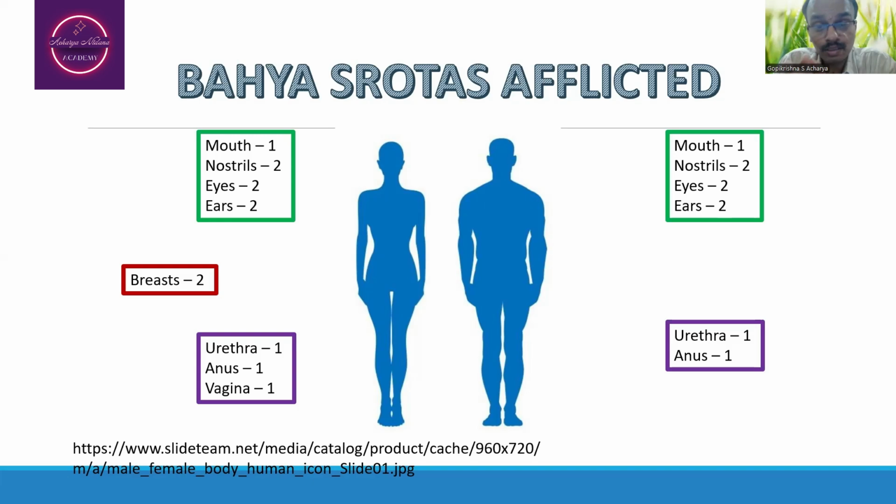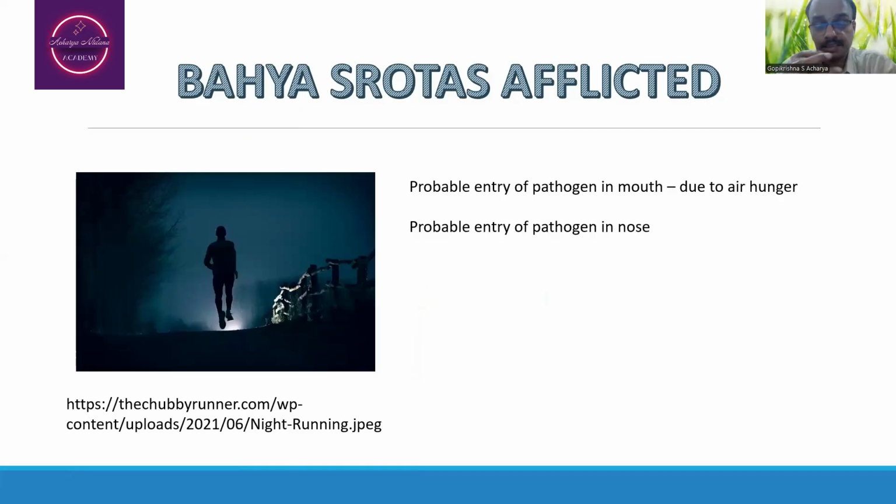So in total, first and foremost, we have to analyze which particular bahya srotas may be afflicted. In this particular example, as the person is running continuously for 45 minutes, there may be a possibility of exposure of the pathogen happening through two of the main orifices, one through the mouth, and the second through the nose.